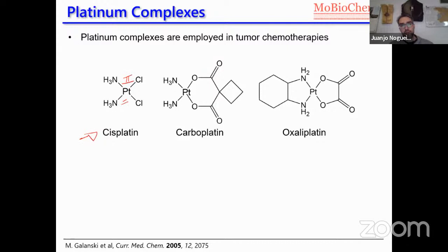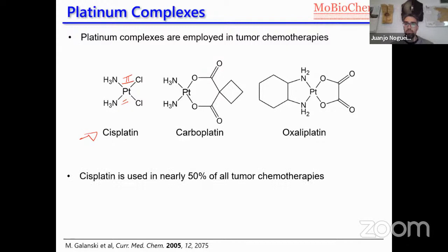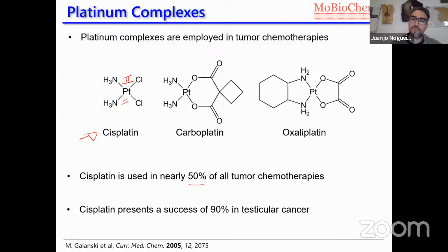And for example, cisplatin is the most employed one because it is indeed used in 50% of all tumor chemotherapies nowadays, okay? And its success in many kinds of cancer is very large. For example, it has a success of 90% in testicular cancer, okay?